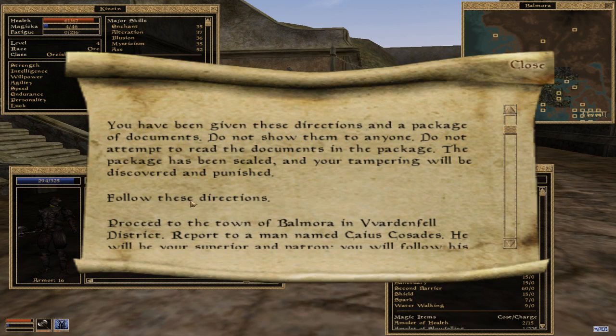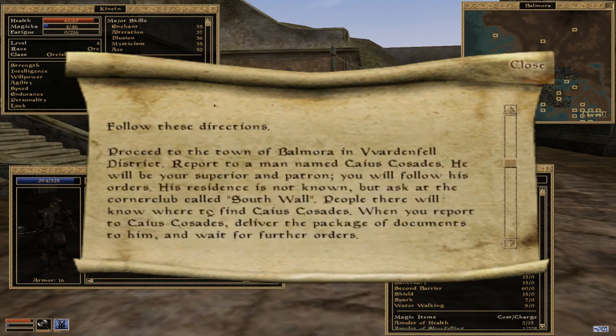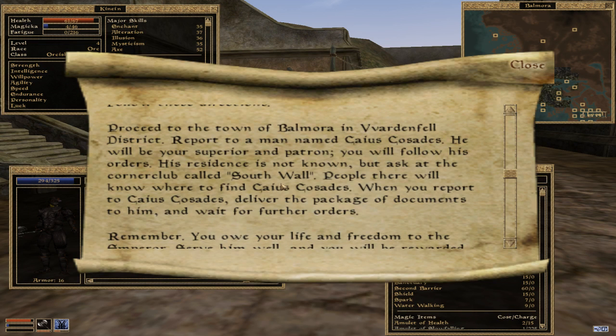You have been given these directions and a package of documents. Do not show them to anyone. Do not attempt to read the documents in the package. The package has been sealed, and your tampering will be discovered and punished. Follow these directions. Proceed to the town of Balmora in Vvardenfell district. Report to a man named Theus Cassades. He will be your superior and patron. You will follow his orders. His residence is not known, but ask at the corner club called South Wall. People there will know where to find Theus Cassades.